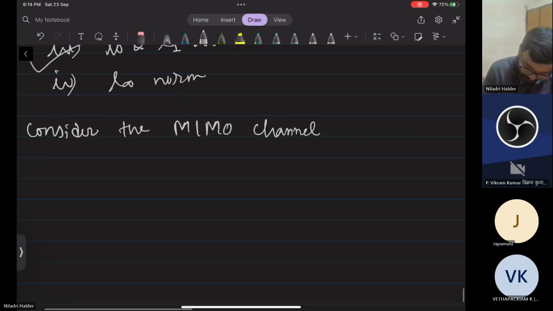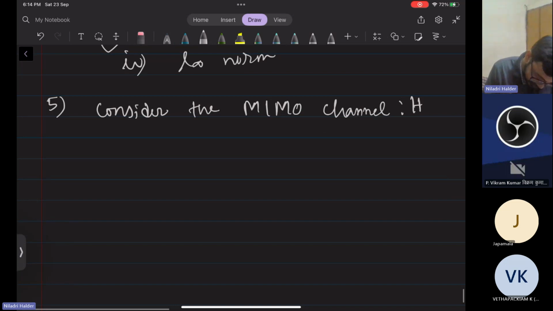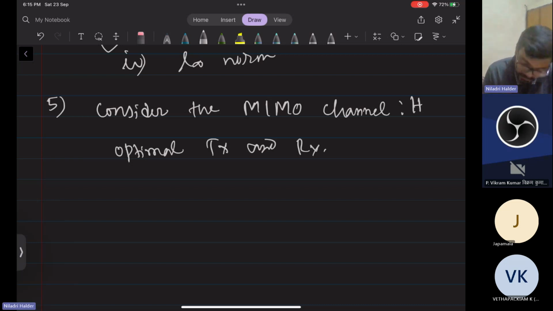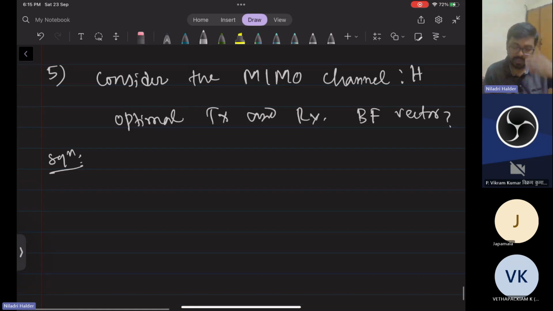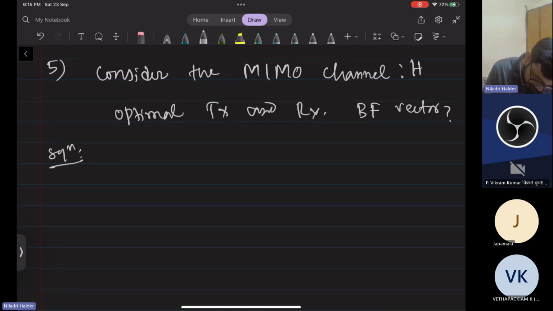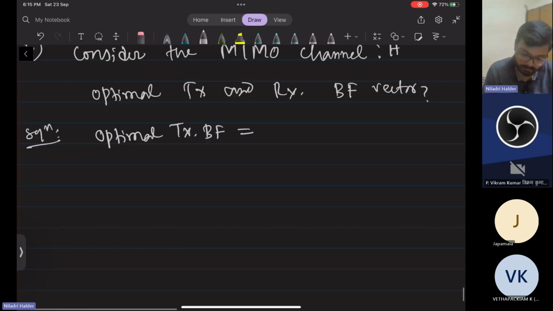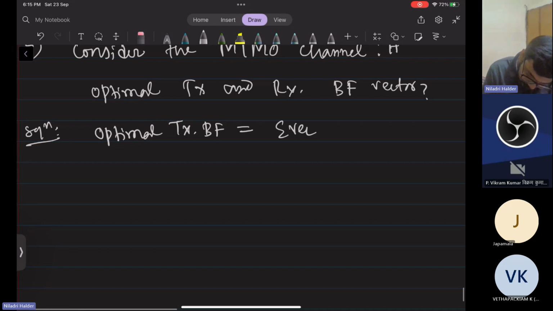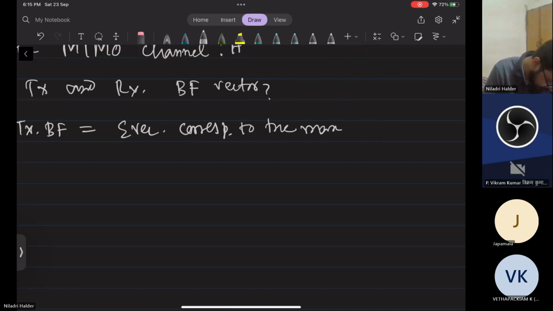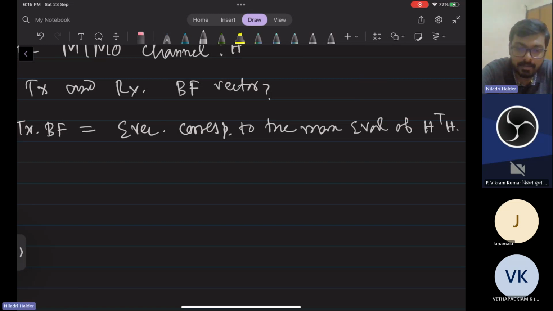channel H. So the optimal transmit and receive beamforming vector. I will not go through the detailed solution. He has proved that. The optimal transmit beamforming is the eigenvector corresponding to the maximum eigenvalue of H transpose H. Okay, H transpose H.